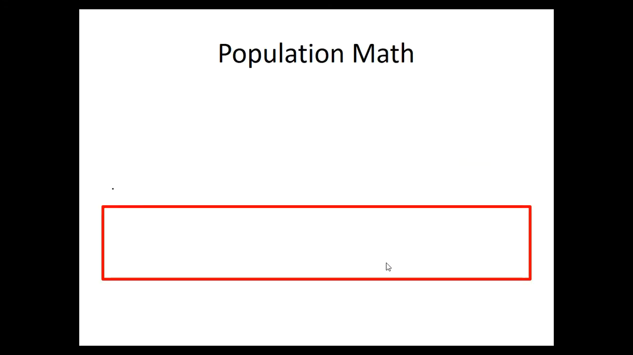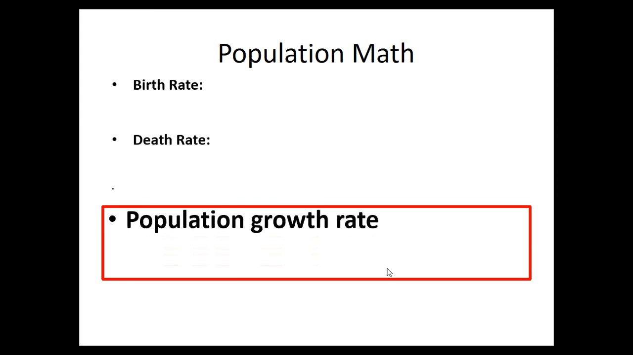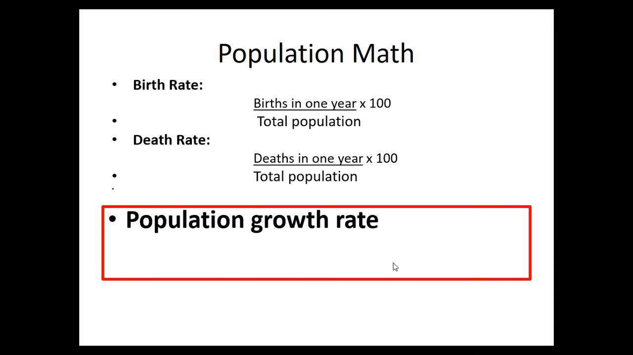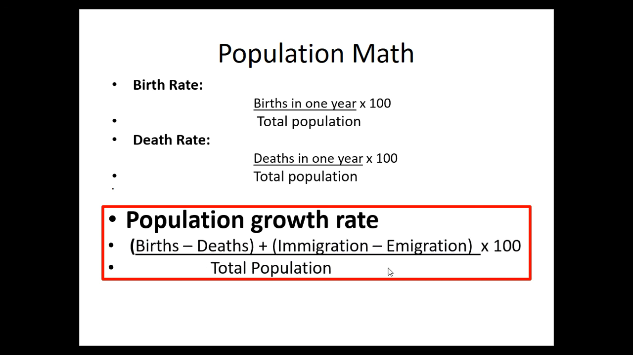Population math. What you got to know, of course, is birth rate, death rate, and how to calculate a thing, more importantly, called population growth rate. Birth rate is easy. You take the births in 1 year, divided by the total population times 100. Death rate, deaths in 1 year, divided by population times 100, right? The population growth rate's the one they're going to ask. That's the in and out burger.